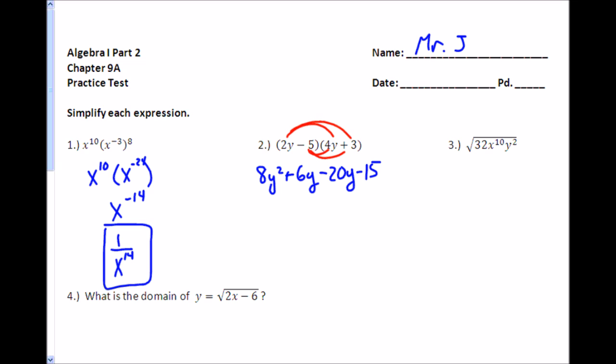And then the last thing I do here is combine like terms. I have some like terms right here. That's going to be an 8y squared, minus 14y, and then the minus 15. And that's it for that one.